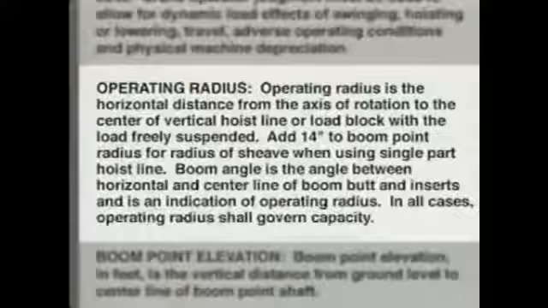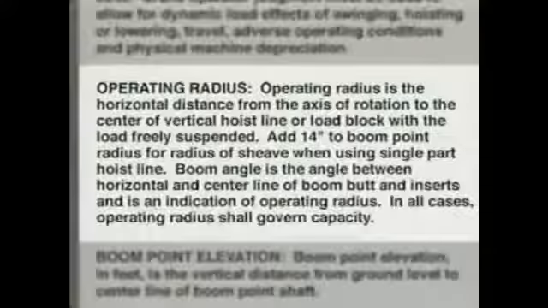The operating radius section describes the horizontal distance from the center line of the crane's rotation to the center of a vertical hoist line or load block. This measurement is taken with the load freely suspended. We can use this illustration to show operating radius measurements for this crane. One measurement extends from the center of the crane's rotation to the center of the main load line. This is the main load line operating radius.